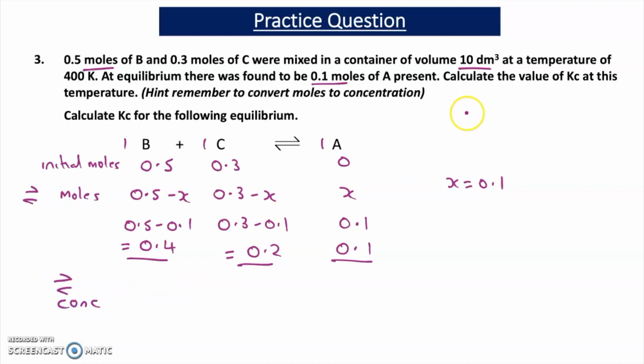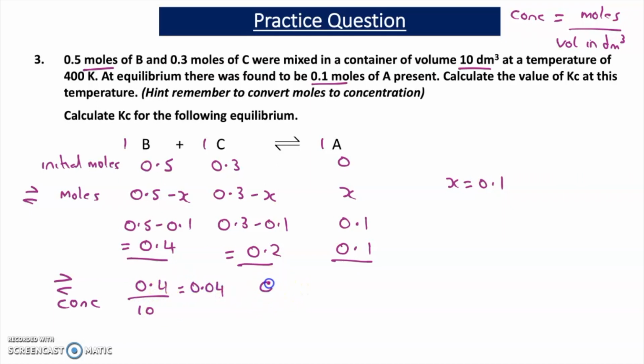Now remember, Kc is an expression which has the products concentrations over the reactants concentrations. So I need to convert the number of moles to concentration. So to convert moles to concentration, I divide by the volume in dm cubed.